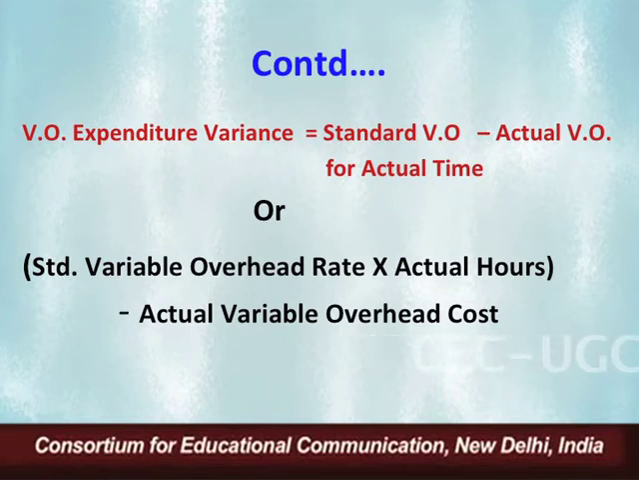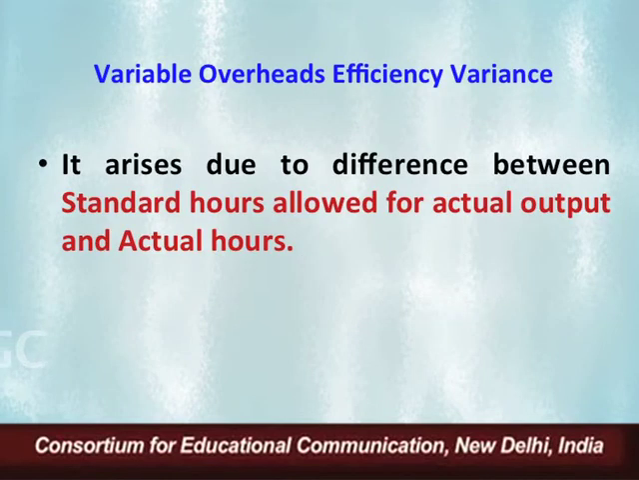If I have to expand the formula, it becomes standard variable overhead rate into actual hours. We multiply it, and in this way we get the standard variable overhead for actual time, and after that whatever amount we get, we deduct from it the actual variable overhead cost, which is reported by the costing department, right?